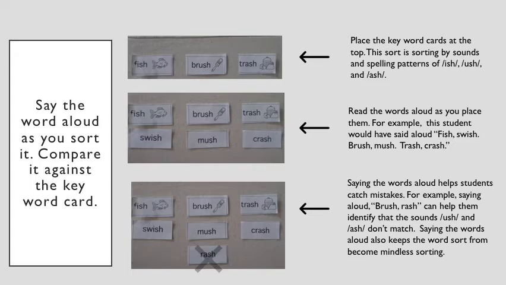In the third picture, it explains why saying the words aloud can help students catch mistakes. If they're putting the word rash under the brush column and they say it aloud, they have a better chance of identifying that those words do not match. That also helps students keep the word sort from becoming just a mindless sorting.